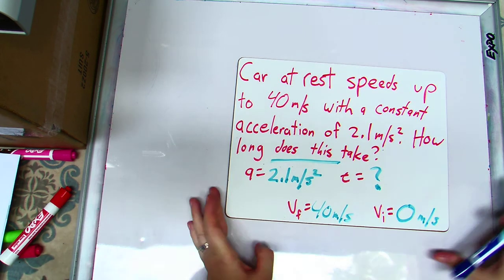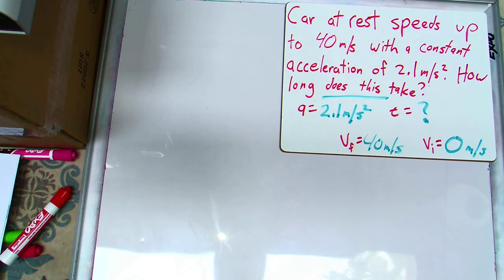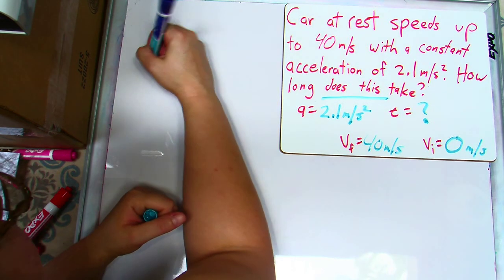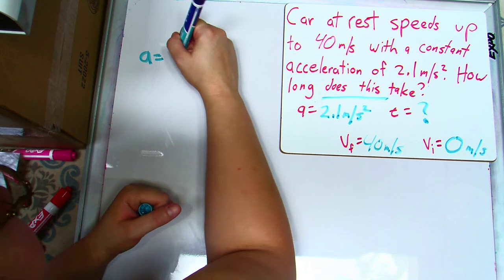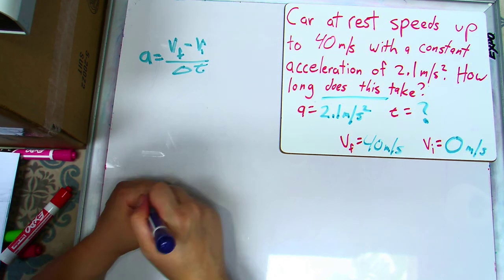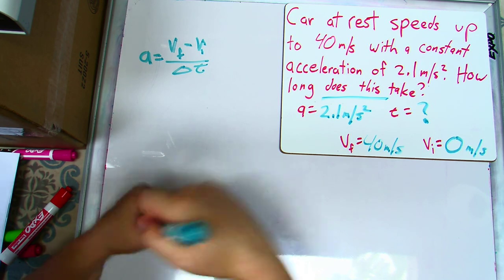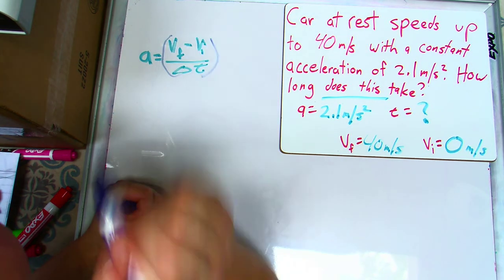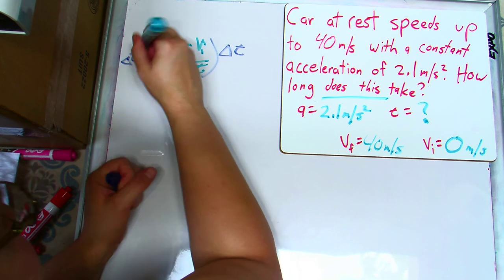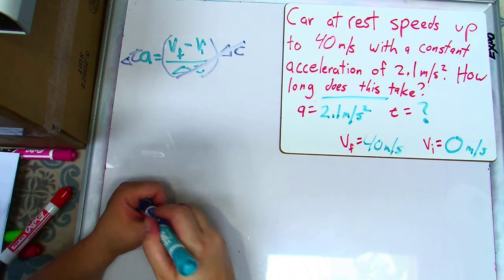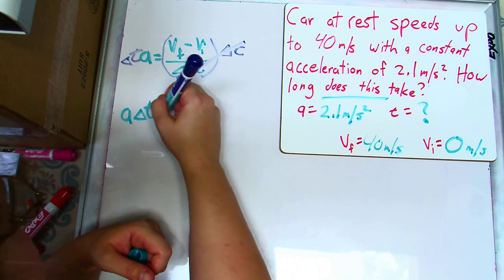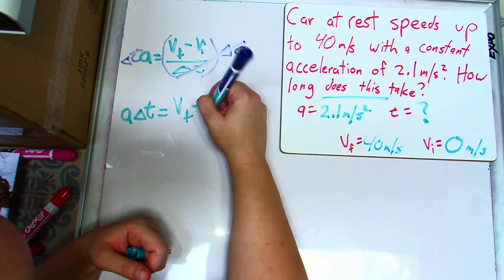All right, we are ready to rearrange our equation and solve for it. Woohoo! All right, so we have our equation. A equals VF minus VI over delta T. Now this time I want to get time by itself. That means I definitely do not want it underneath the fraction. We multiply both sides by T. Get it by itself. And cancel it out on that side. And you're left with A times delta T equals VF minus VI.